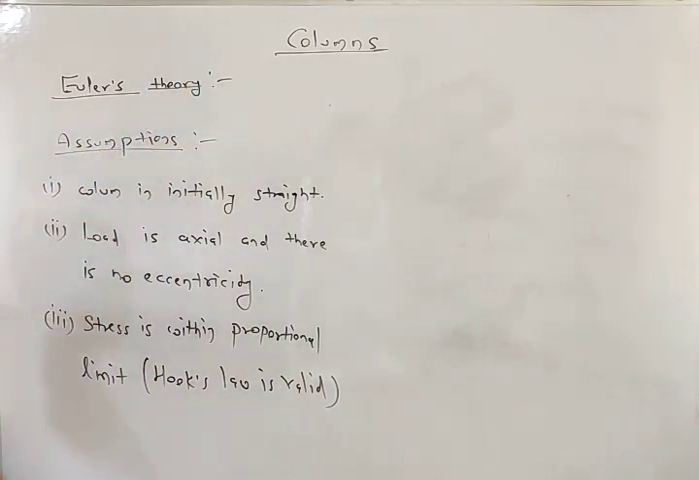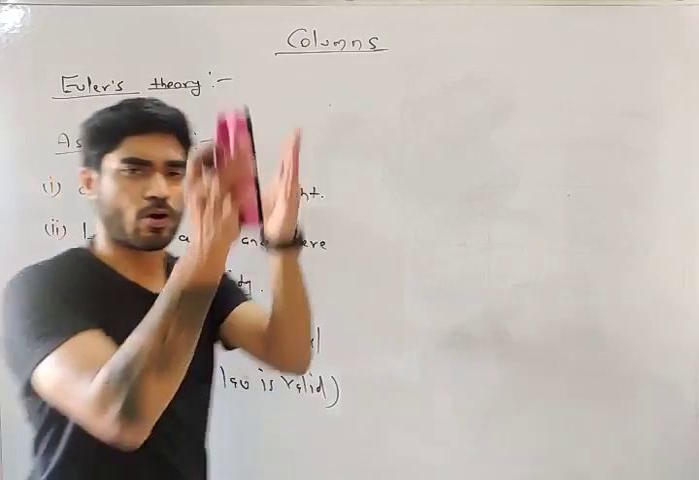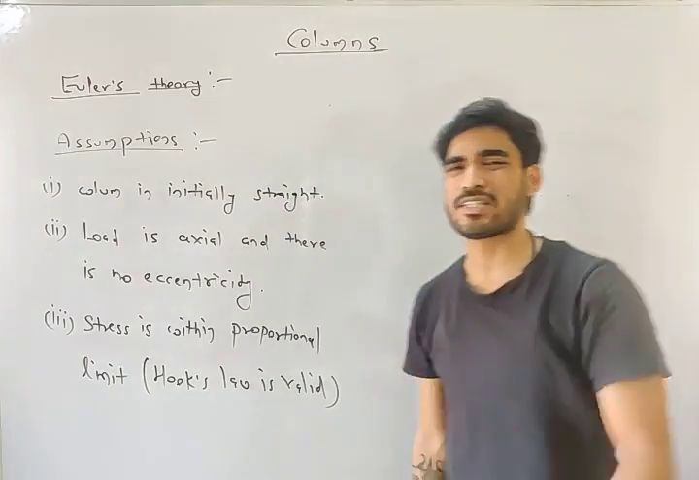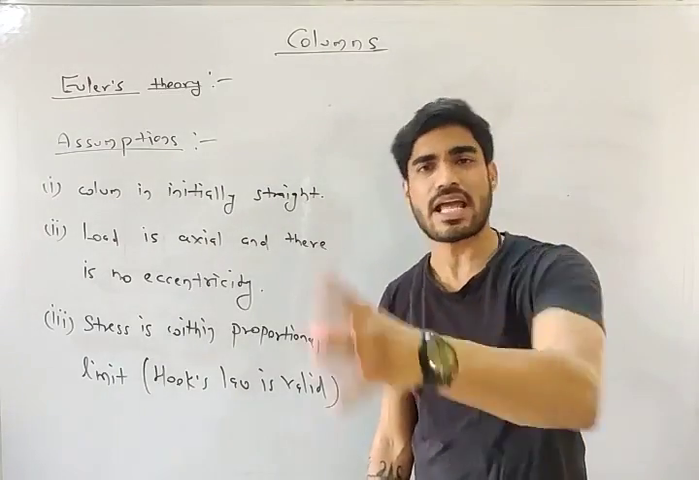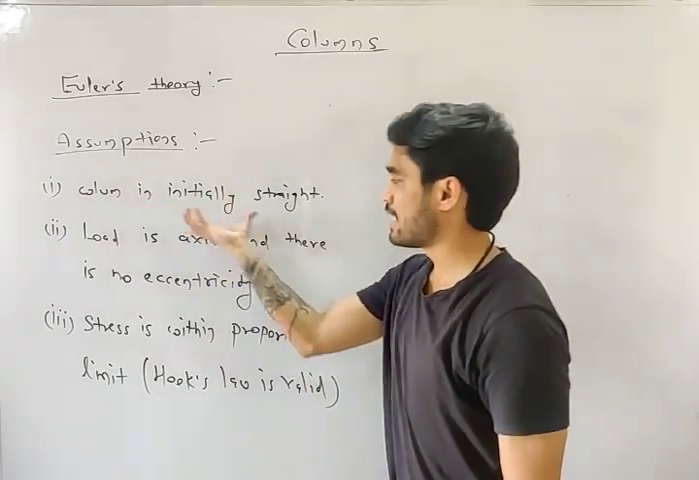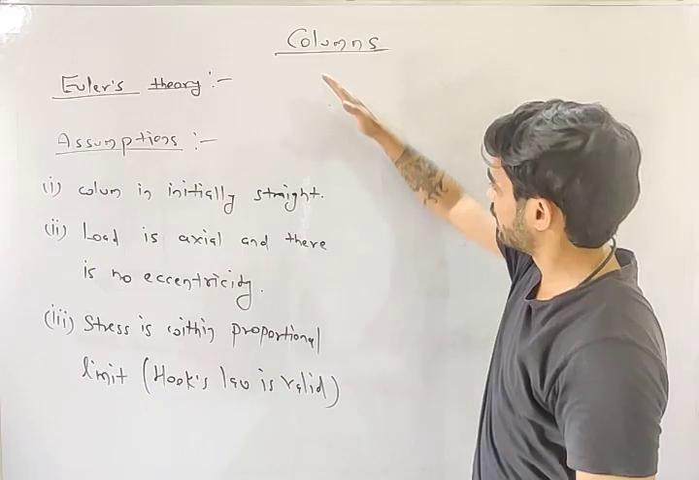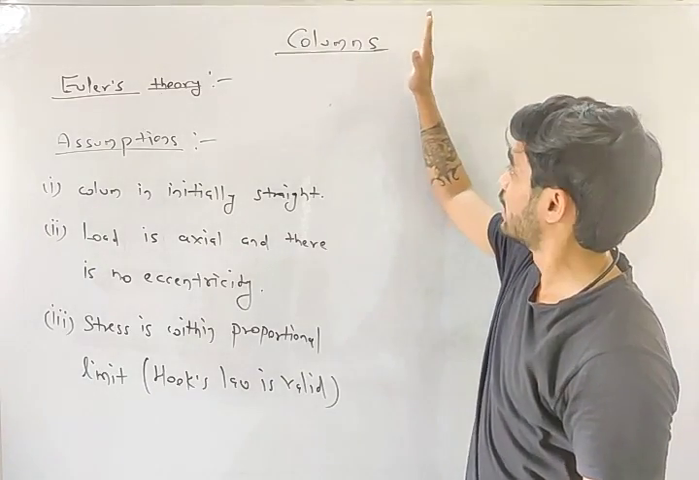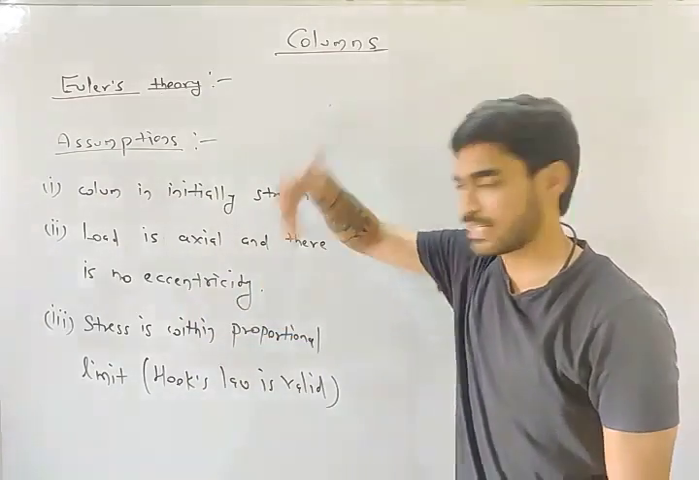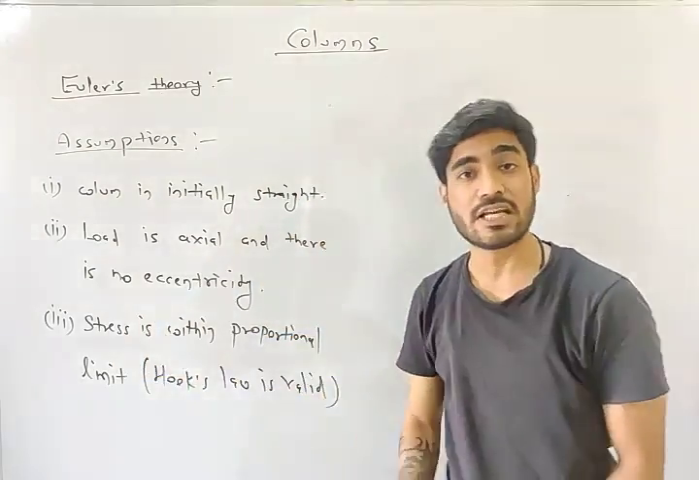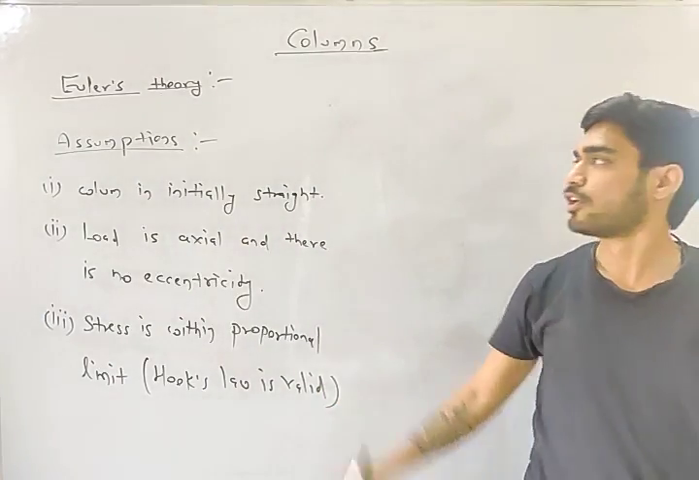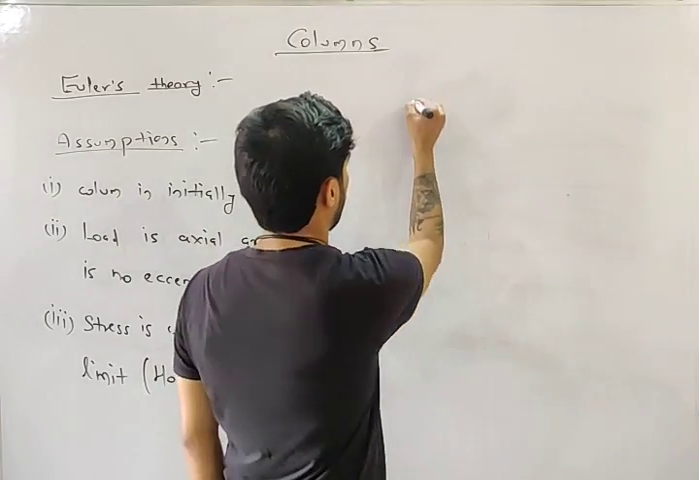Do you understand them? Apart from this, there are some other assumptions also. Cross-sectional area is constant, material is homogeneous and isotropic. Those are basic assumptions used in every chapter, but in this particular chapter, these are special assumptions: column is initially straight, load is axial, not inclined, and there is no eccentricity, meaning the load passes through the centroid, and the stress is within proportional limit. Based on these assumptions, we derive Euler's theory.